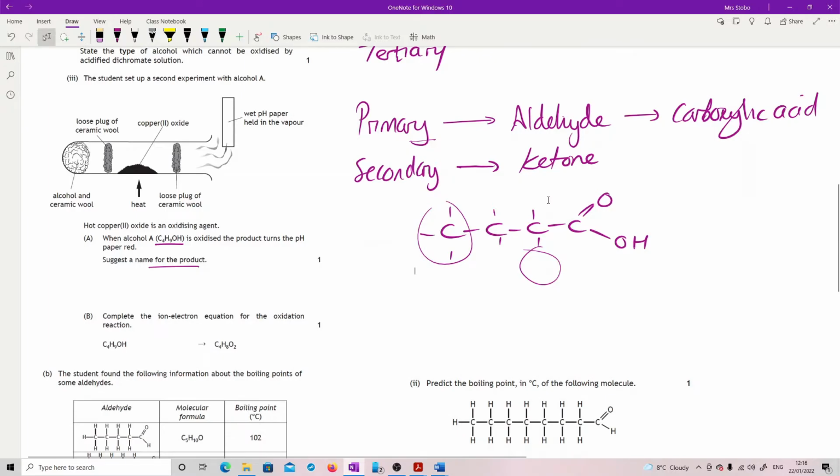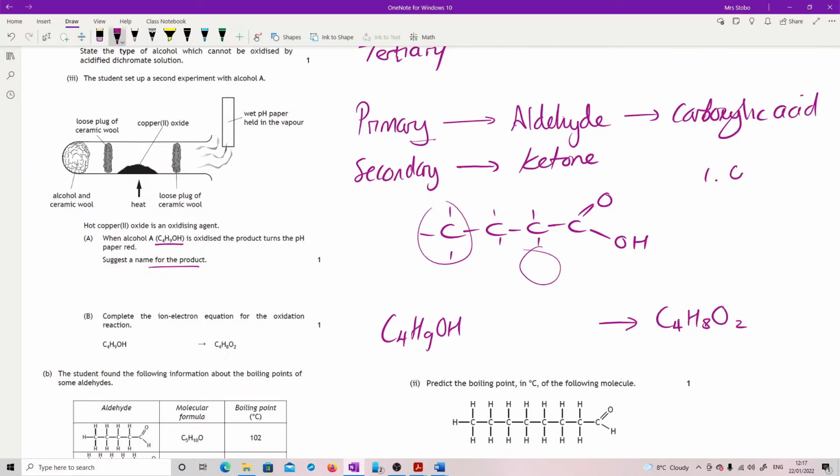Okay, complete the ion electron equation for the oxidation reaction. So C4H9OH going to C4H8O2. So this is a complex ion equation. So we are going to do three things. Okay, you're going to do oxygens with water. You're then going to balance your hydrogens with H+. And then you're going to balance your charge with electrons. That's your three. That's what you have to do.